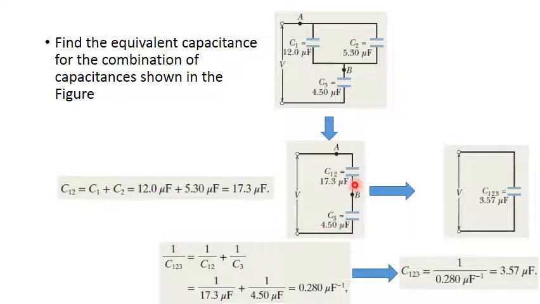So to find out the total value of this capacitance, we can see that 1 over C123 would equal 1 over C12 plus 1 over C3. So in this case, 1 over 17.3 plus 1 over C3, 1 over 4.5, would be 0.28. By taking the inverse of this value, we can find that C123, the equivalent capacitor for the total combination of 1, 2 and 3, would be 3.75 microfarad. This helps us obtain the equivalent capacitor for this case.